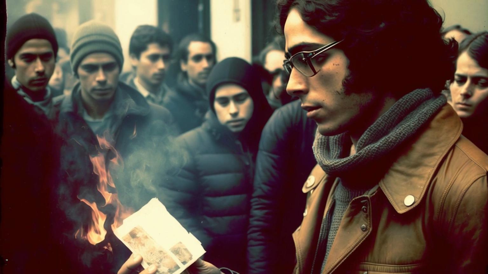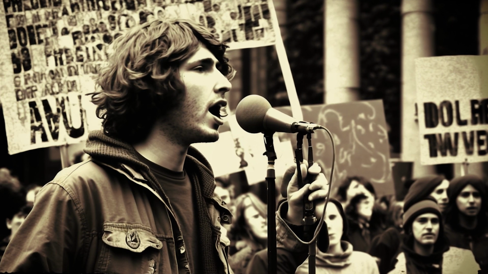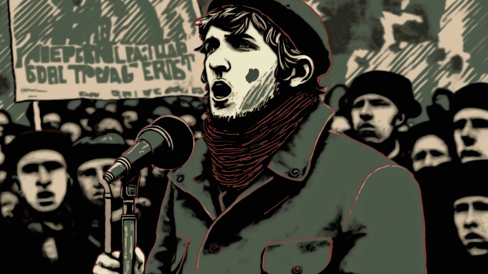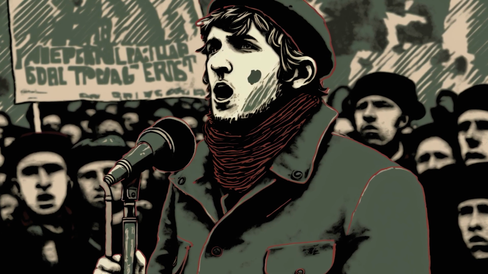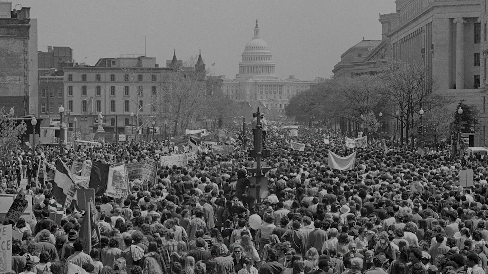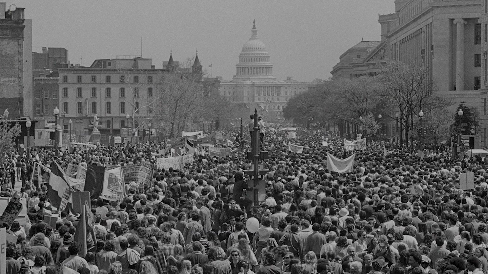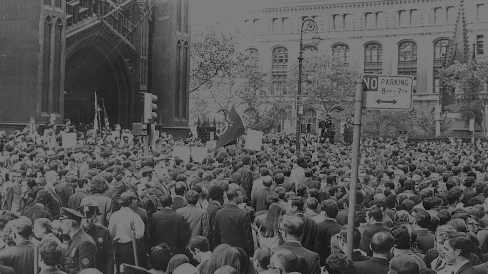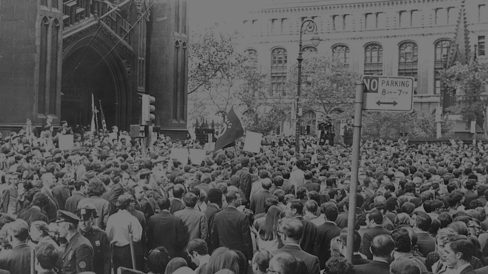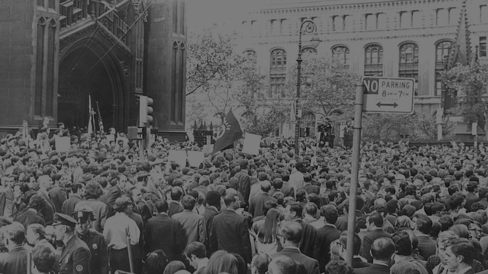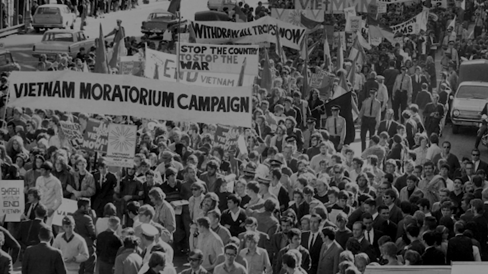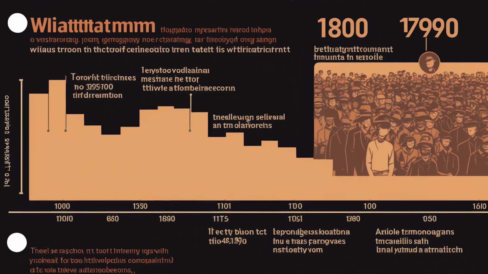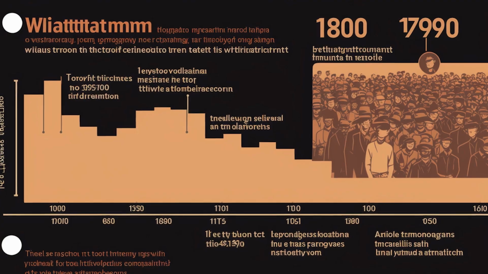The protests took many forms, including sit-ins, rallies, marches, and even violent clashes with police. One of the most significant protests was the moratorium to end the war in Vietnam, which was held on October 15, 1969. It was a nationwide demonstration against the war and saw millions of people participate in rallies and marches across the country. The protests had a significant impact on public opinion, with polls showing that the majority of Americans opposed the war by the early 1970s.